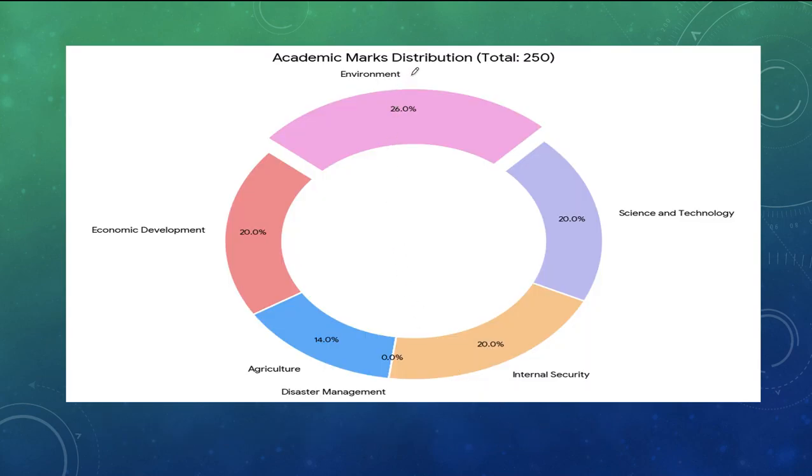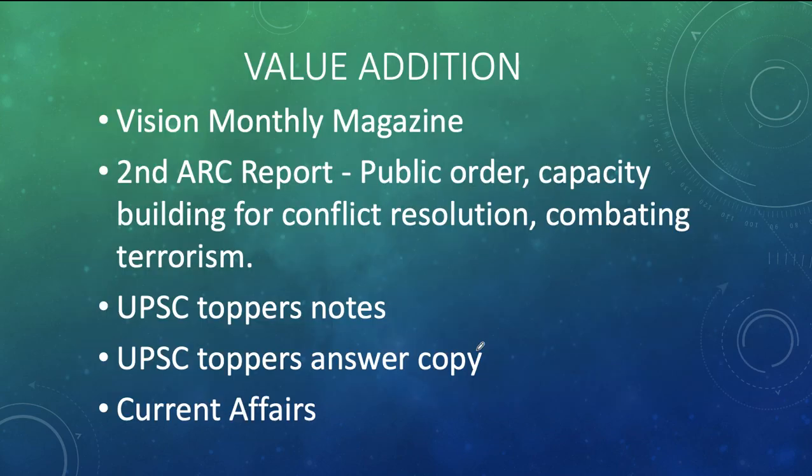While covering the syllabus, first try to give weightage to environment, then move on to economic development, then science and technology, then you can come to internal security, then finally agriculture and disaster management. This is the priority I would suggest based on the marks distribution. And internal security carries 20% weightage in your marks, students.